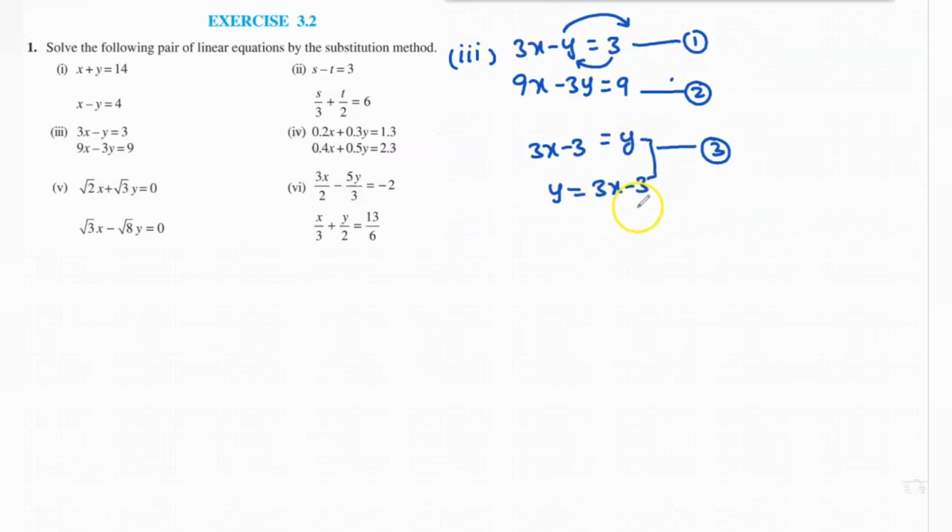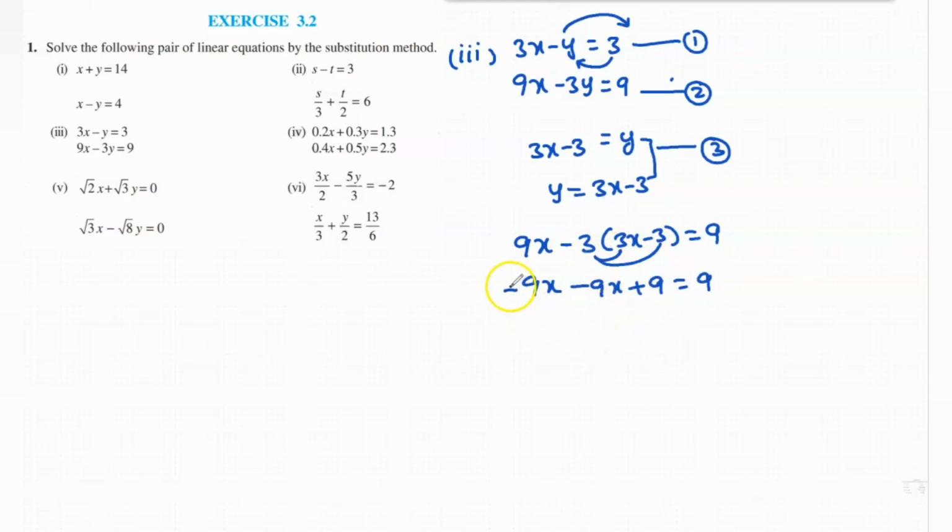Now equation 3 substituting in equation 2. So our equation 2 is 9x minus, instead of y I'll write 3 into (3x minus 3), which is equal to 9. Now 9x, multiply the outside minus 3 with both numbers inside: minus 9x, minus into minus plus 9, is equal to 9.